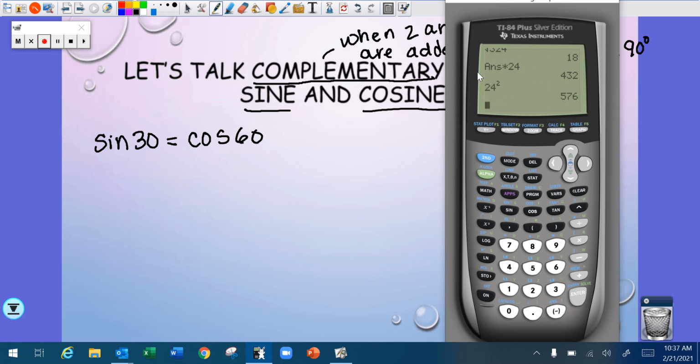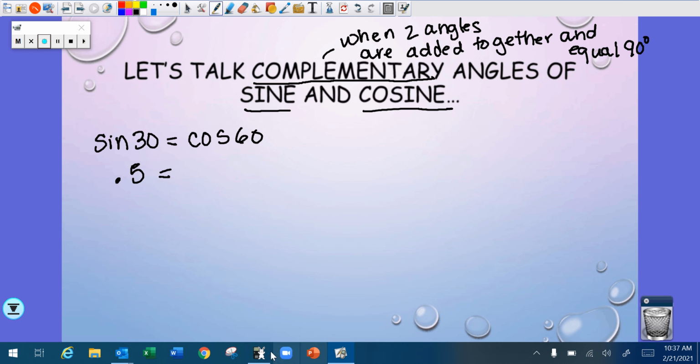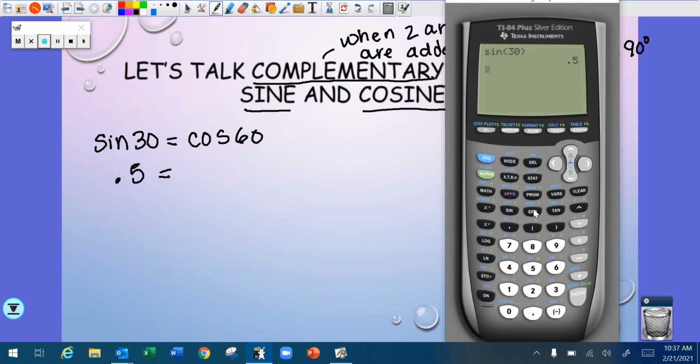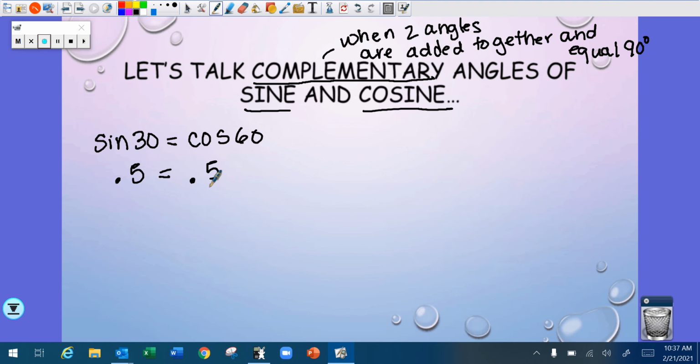So here's my little graphic calculator. You can use Desmos. So I'm going to go sine 30, which equals 0.5. And then I'm going to type in cosine of 60, which equals 0.5 as well. And you can do this lots of times. So if that's the case, cosine of 20 would equal sine. Just remember, if you see cosine to do complementary, just write sine. And then what can you add to 20 to get 90? That would be 70. And you can use your calculator to help you check to make sure it's right.